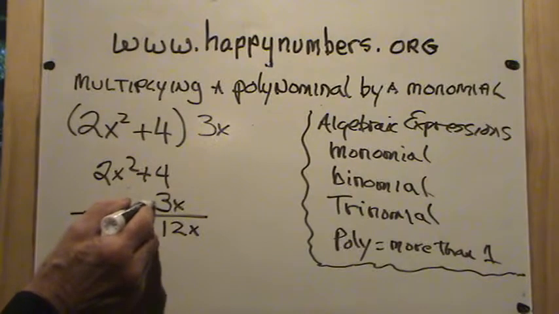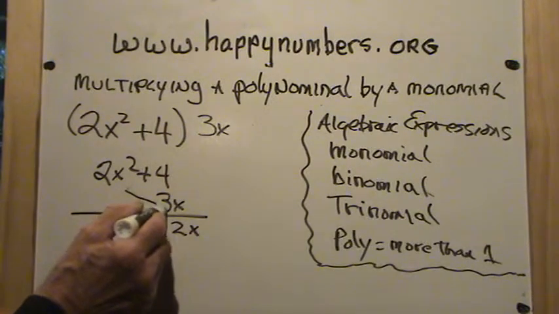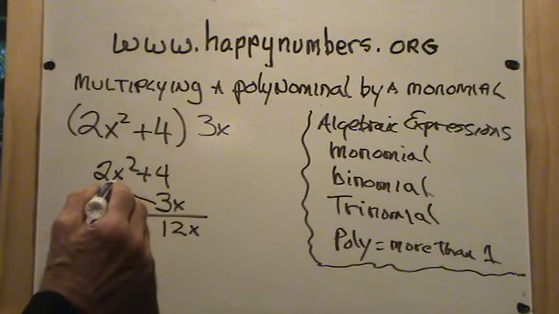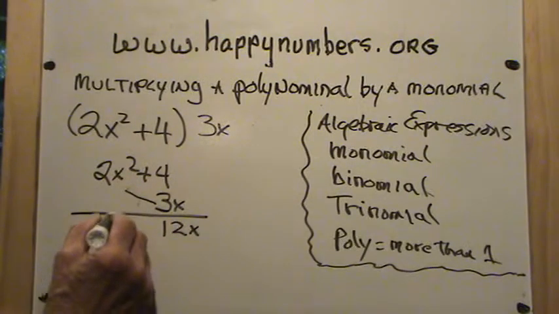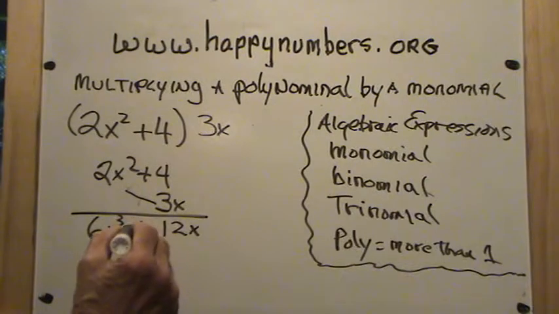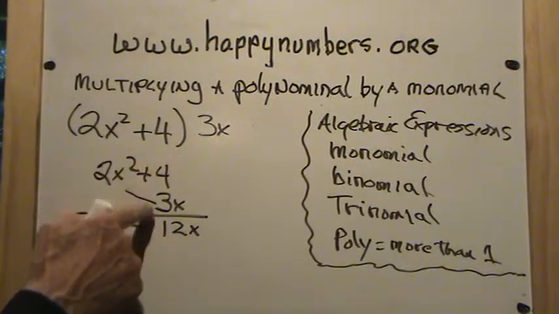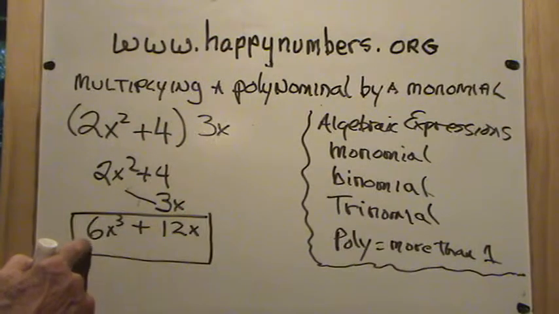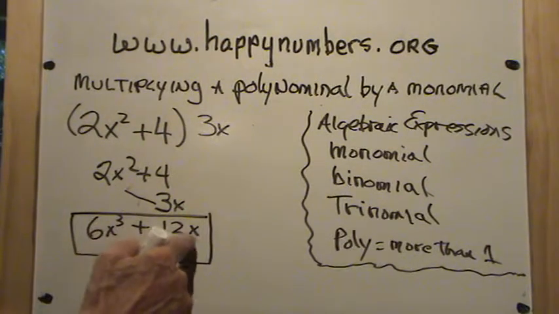And then we multiply this coefficient. 3 times 2 is 6. And we have x to the first and x to the second would give me x to the third. Oh, by the way, this would be a plus 12. So our answer is 6x to the third plus 12x.